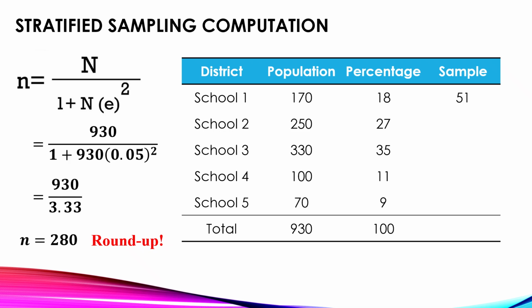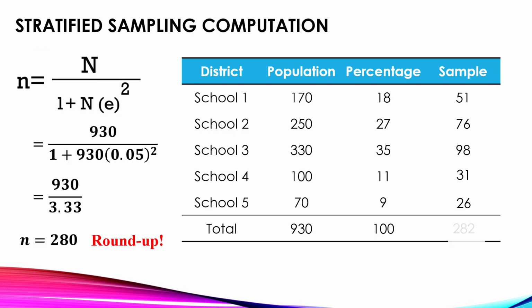But as I said, that's the minimum. You cannot have lower than that. So 280 times 27 divided by 100. So the sample size will be 76. So out of 250, you may collect only 76, but you can have more than that, but not below 76. We have 280 times 35 divided by 100. So it will be 98. 280 times 11 divided by 100 will be 31, and 280 times 9 divided by 100 will be 26.